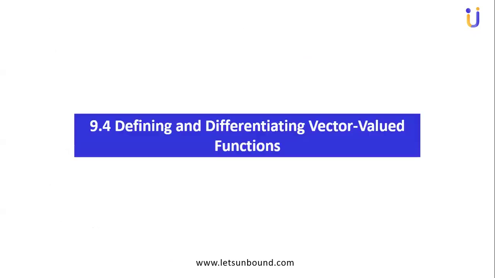That's how simple it is. Now 9.4, defining and differentiating vector valued functions. This vector valued function is mostly used to understand the particle's motion. So far we did horizontal, vertical, like 2D motion. But what if it is in 3D? It's direction based. So it's important to understand how to define and differentiate vector valued functions.